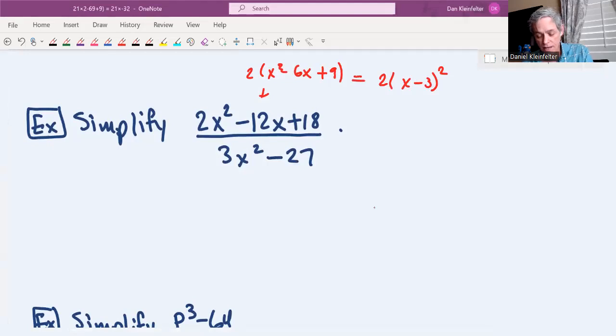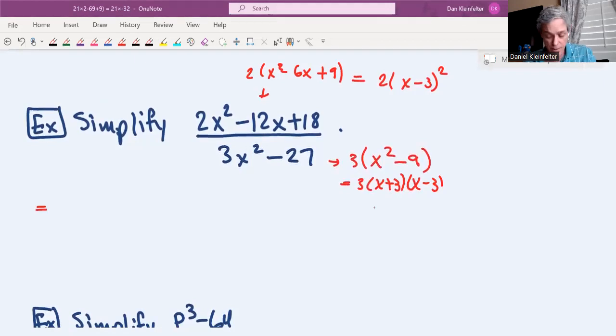Down below, we again have a common factor of 3. If we factor the 3 out, that will leave us with x squared minus 9. So that is a difference of squares. So that will be 3 times (x plus 3)(x minus 3).